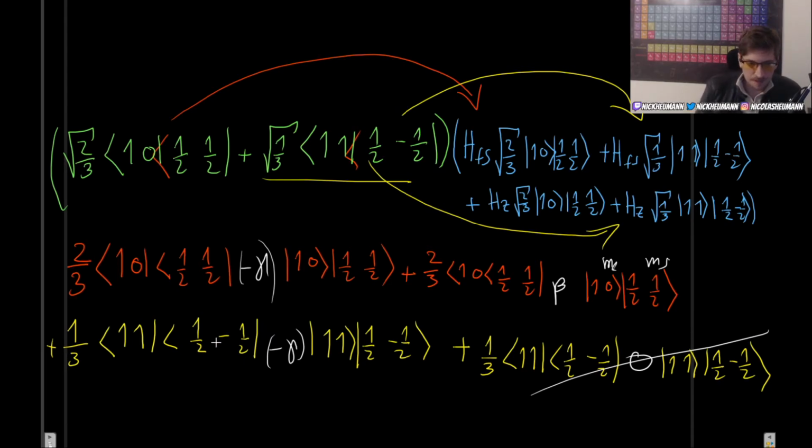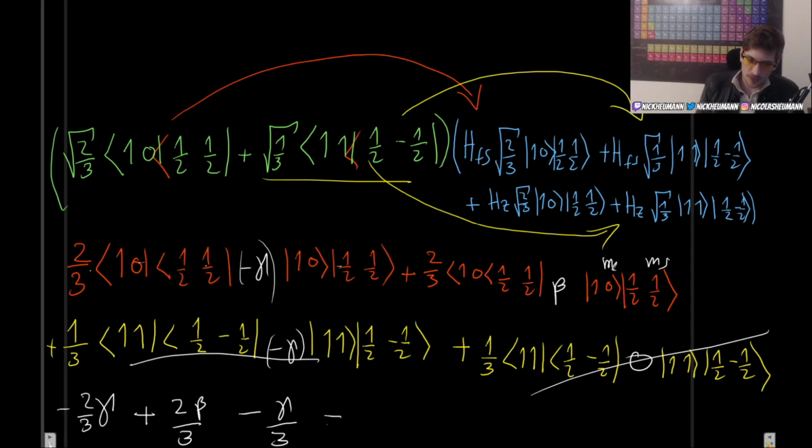All right, what else? Actually, we already did that. So the final step is to take our constants outside and see that all of these states are orthonormal, which means that we're going to get minus 2/3 gamma from this part, and the bras and kets will cancel each other out. They will be 1 because they are normalized. Then from this we get plus 2 beta over 3. From this part, we get minus gamma over 3. So if we add this up, we get minus gamma plus 2 beta over 3.